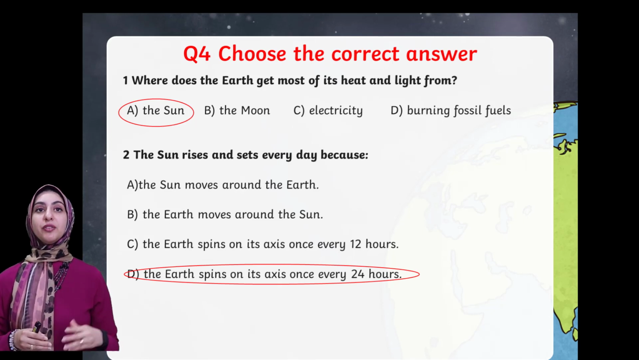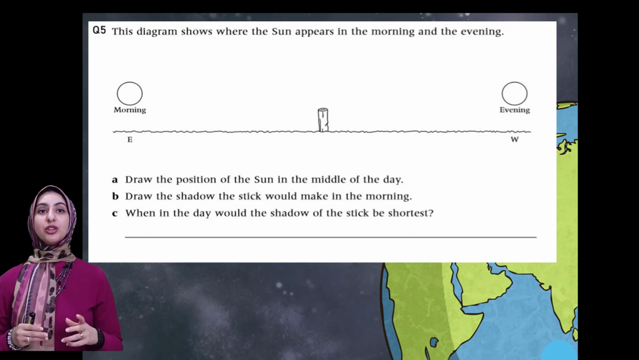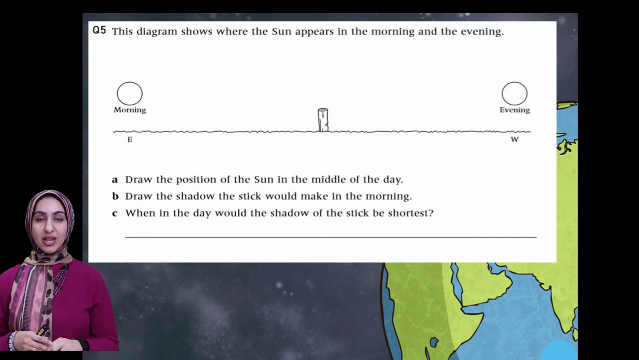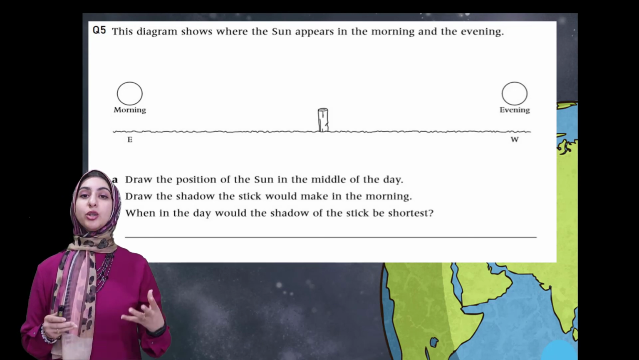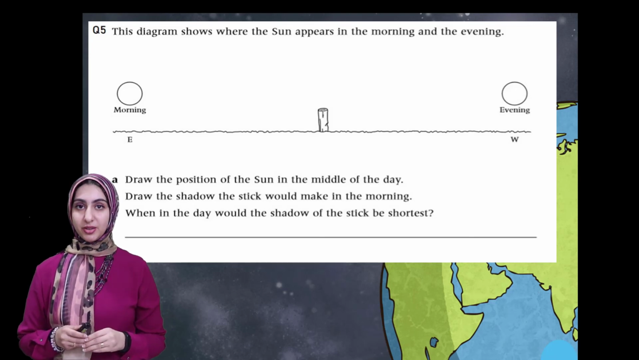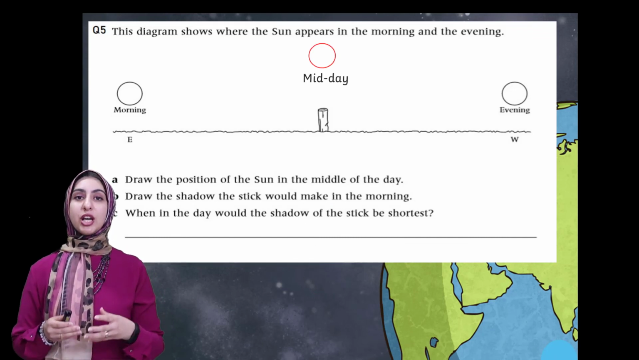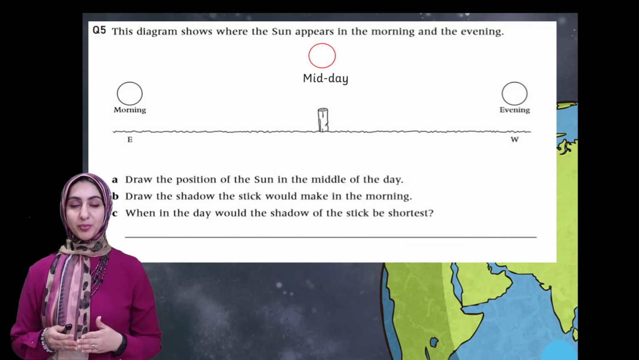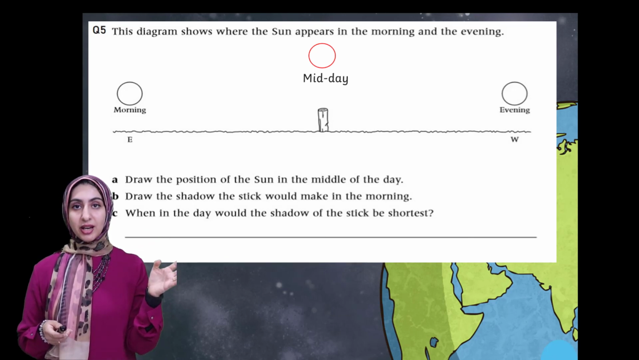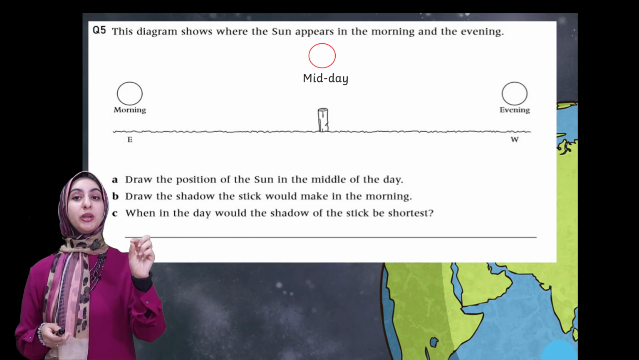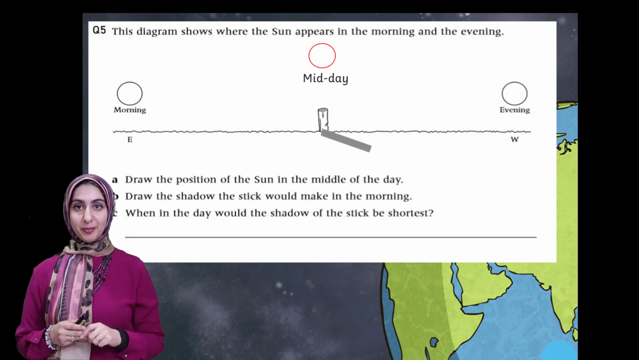Okay, question number 5. This diagram shows where the sun appears in the morning and the evening. For question A, draw the position of the sun in the middle of the day. We know that at the middle of the day, the sun will be at its highest in the sky, right? And also it will be perpendicular to the Earth. So this is the position of the sun at midday. Question B, draw the shadow the stick would make in the morning. As you can see here in this diagram, in the morning the sun is in the east, right? So we know that the shadow will be on the opposite side of the sun. So here, this is the shadow of the stick.